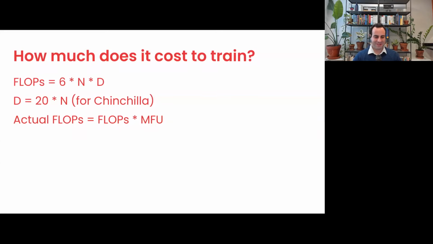Now, why not just call it U? Why not just call it utilization or flop utilization? Why M, model flop utilization?